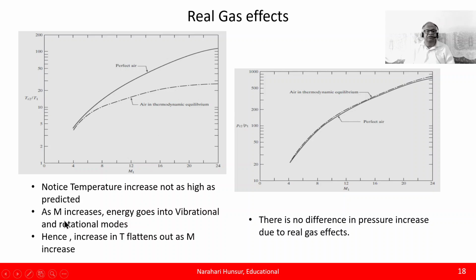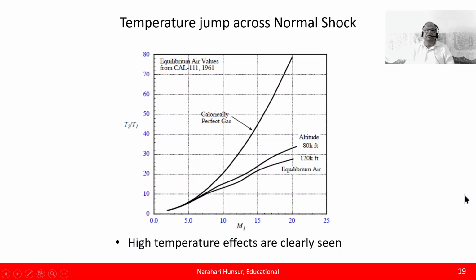Basically, what happens is that as Mach number increases, energy goes into vibrational and rotational modes, hence the increase in T flattens out as Mach increases. It's no longer going very high as in this case. This is basically a log scale in the y direction. However, there is no difference in pressure increase, whether we take perfect gas or air in thermodynamic equilibrium. Pressure increase is about the same. There's no change in that.